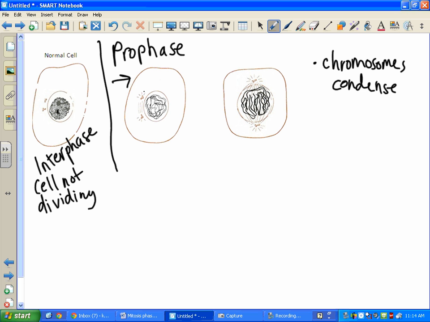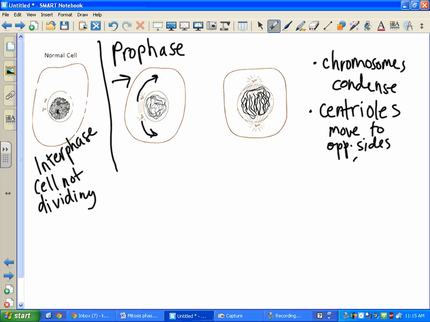The other important thing is the centrioles that you learned a long time ago. Remember, they look like churros. They start moving. So they're normally just wherever in the cell. The centrioles start moving to opposite ends of the cell. You see it here. So the centrioles move to opposite sides of the cell.